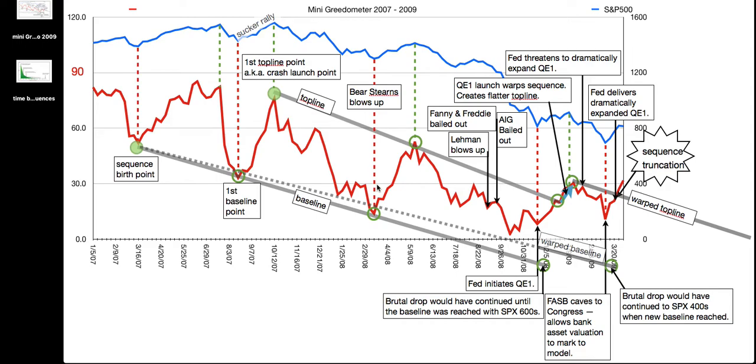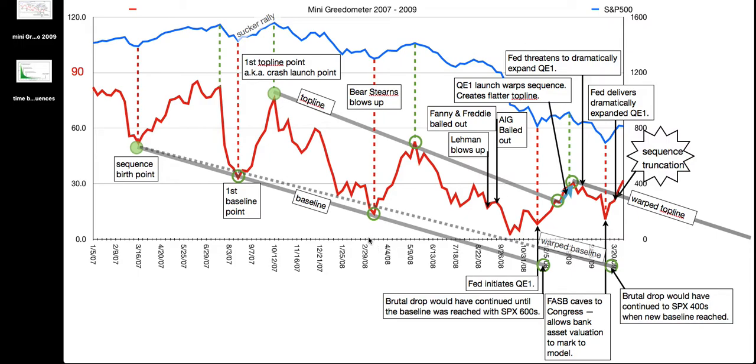Okay, hi everyone. This is a video presentation of the mini greedometer and how it works. There are several other videos on the website showing mini greedometer sequences and how it works with the SPX, or with the S&P 500. I'm going to go through this relatively quickly because, well, it's a video. You can stop it, you can pause it, or you can rewind it, that kind of thing.